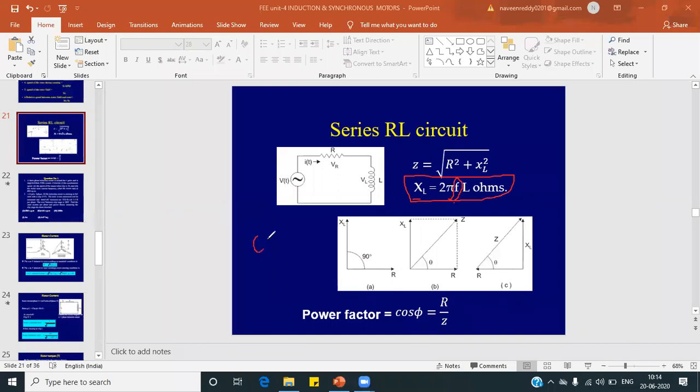Why? Because of the capacitance formula, epsilon naught epsilon r A by D. Because of this D, the capacitance effect is neglected. That's another story, you forget about it. So this is it. Z is square root of R square plus XL square.